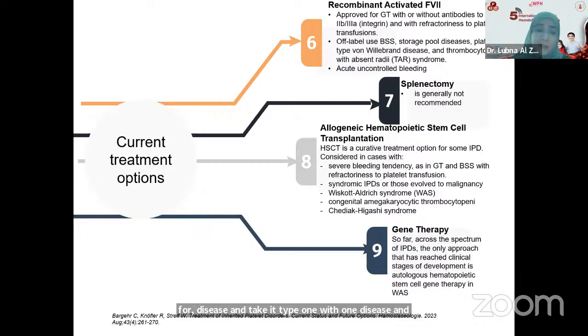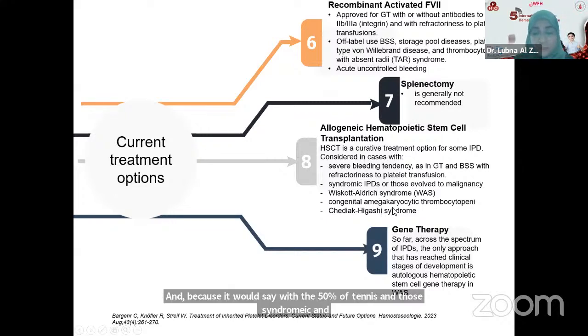It mainly can be used in acute and controlled bleeding. Splenectomy is generally not recommended anymore, and allogeneic hematopoietic stem cell transplant can be considered in cases with severe bleeding tendency with the refractoriness and those syndromic inherited platelet disorder, and with Wiskott-Aldrich syndrome, congenital megakaryocytic thrombocytopenia, and Chediak-Higashi syndrome.